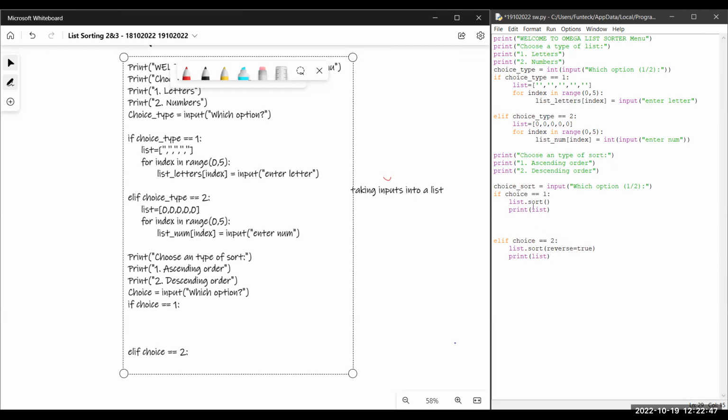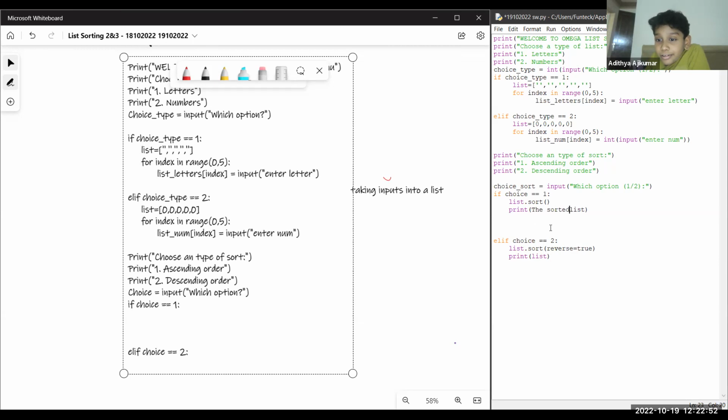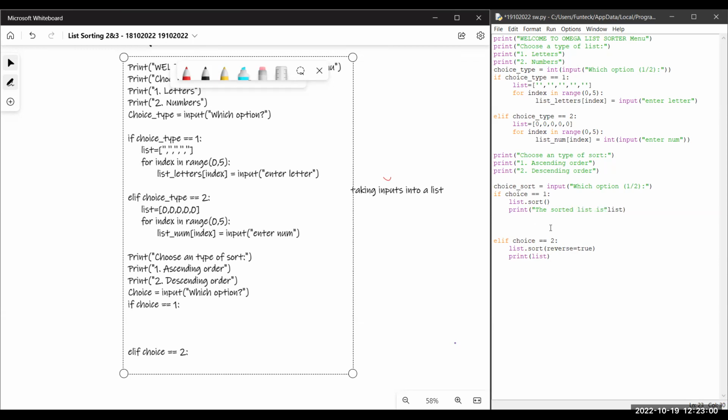Now, when I'm printing list, I'll have to print the sorted list. Sorted list is this. In the same way, I'll have to print this again. Copy paste.